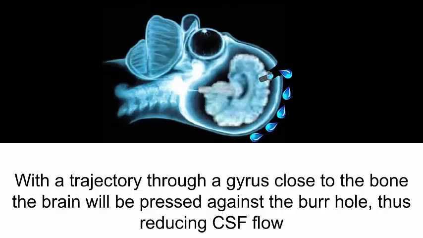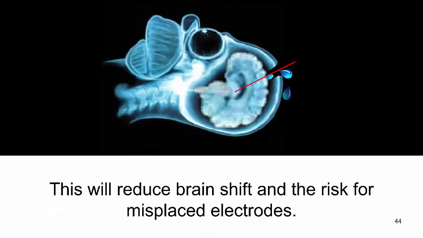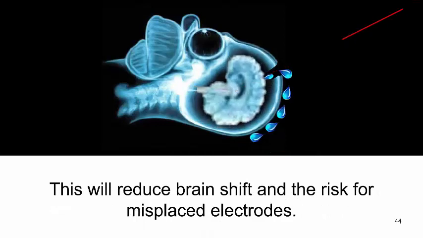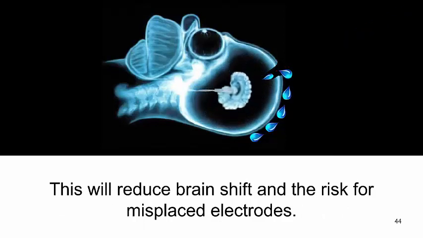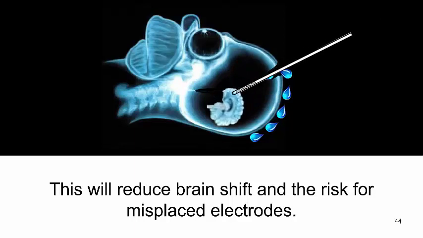With a trajectory through a gyrus close to the bone, the brain will be pressed against the burr hole, thus reducing CSF flow. This will reduce brain shift and the risk for misplaced electrodes.